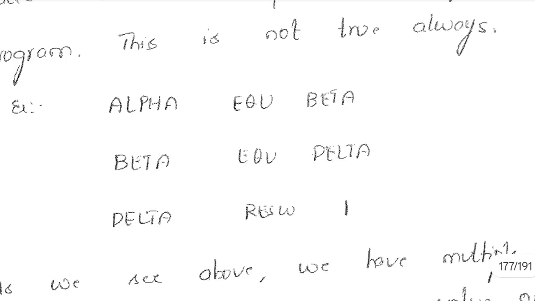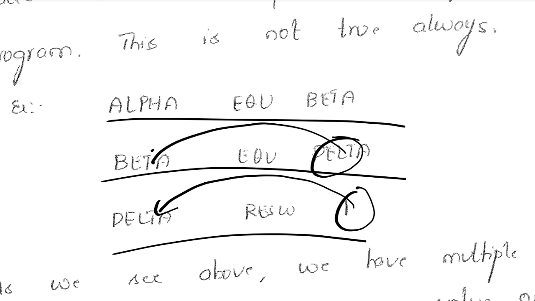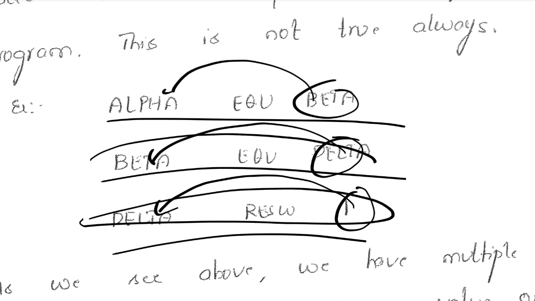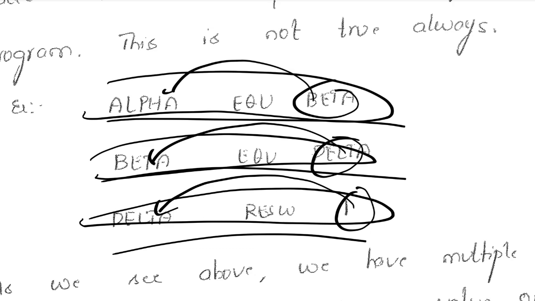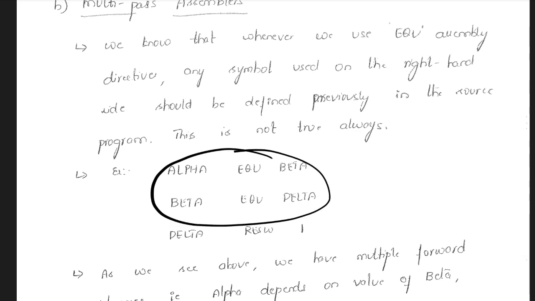See, here we have 3 directives. Okay, so one is reserve word for delta, and delta will be equated to beta, and beta will be equated to alpha. In first iteration only this will happen, in second pass this will happen, in third pass this will happen. That's why for doing this kind of calculation we need multipass assembler. So that's all what you have to write. Write this and explain, it will be sufficient for you.